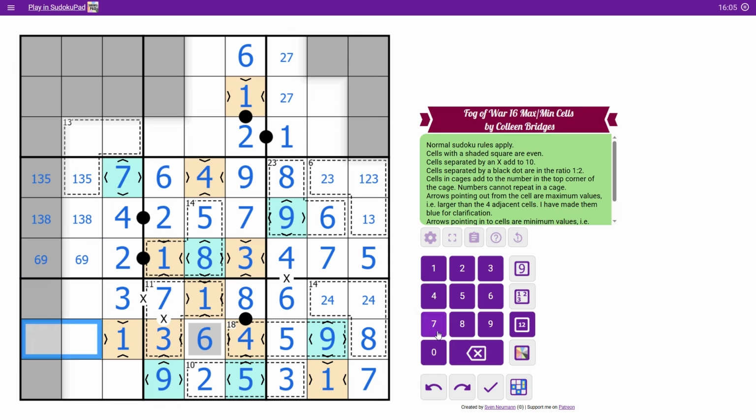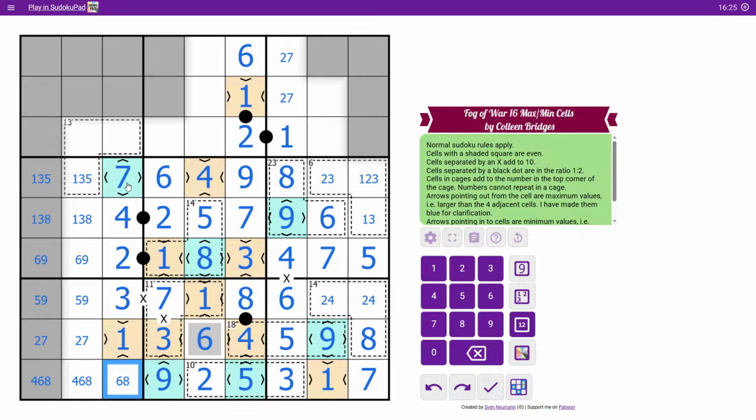So 2, 7 looks like it goes there. 1, 2, 3, 4, 5, 9 for that one. And 1, 2, 3, 4, 5, 6 and 8 for that one. Doesn't resolve anything, but it'll make it easier later on.